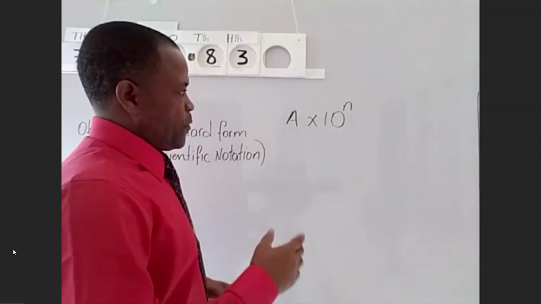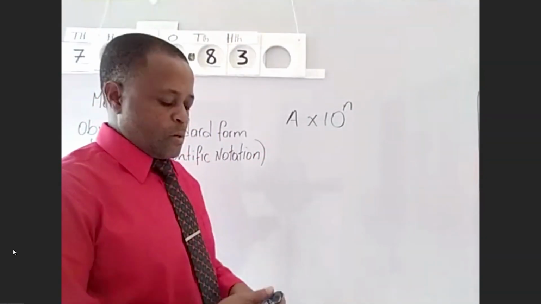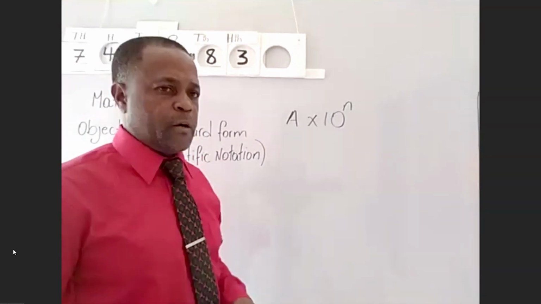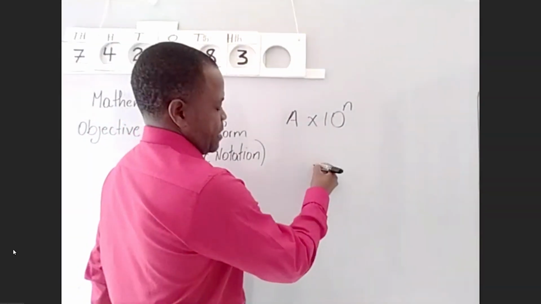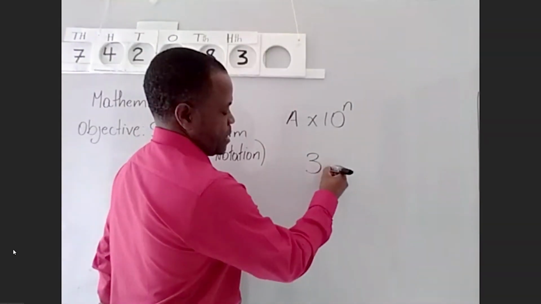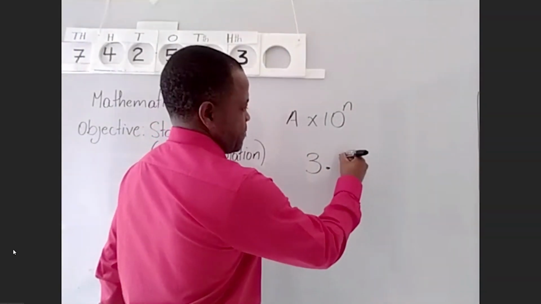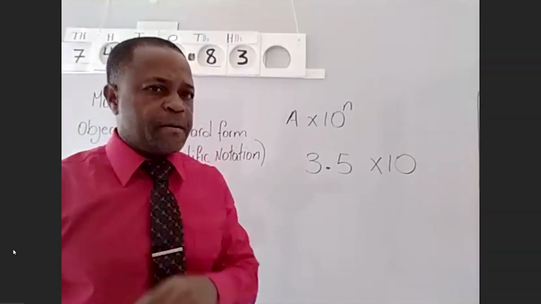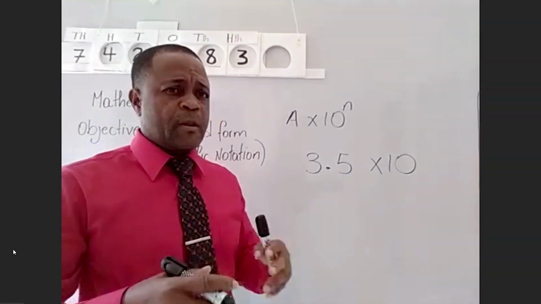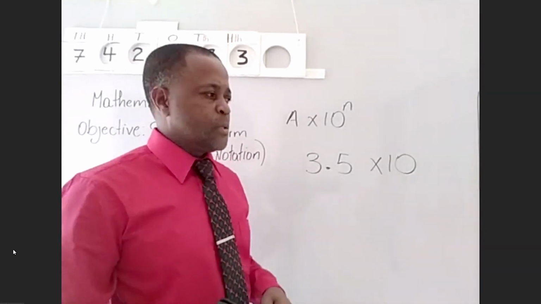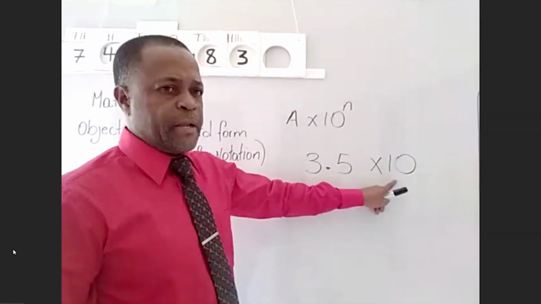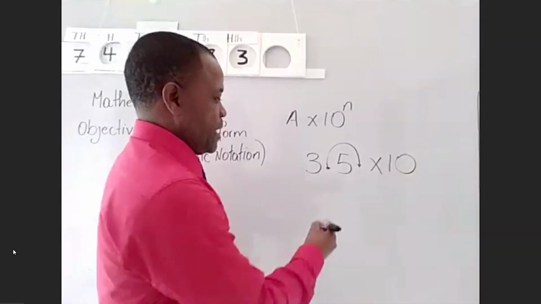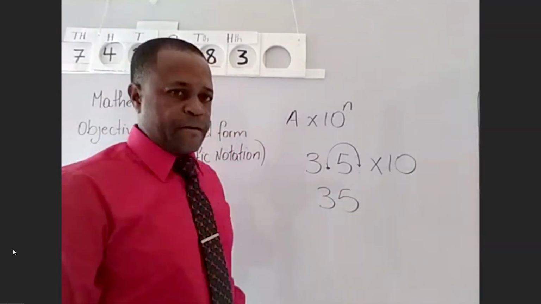Before we get into this aspect of it, we're going to recap some things you would have learned maybe in primary school or first form. If I write 3.5 times 10, I have seen over my years of teaching that students say if you're multiplying by 10, you move the decimal point and end up with 35.